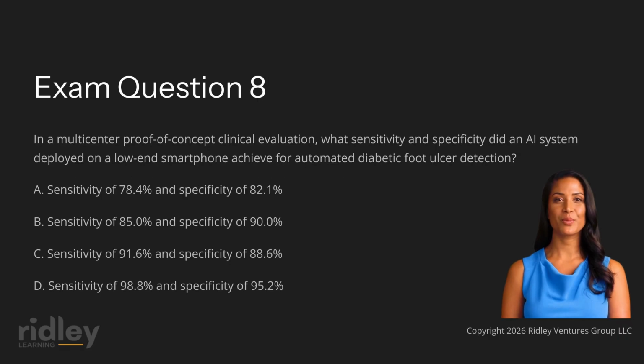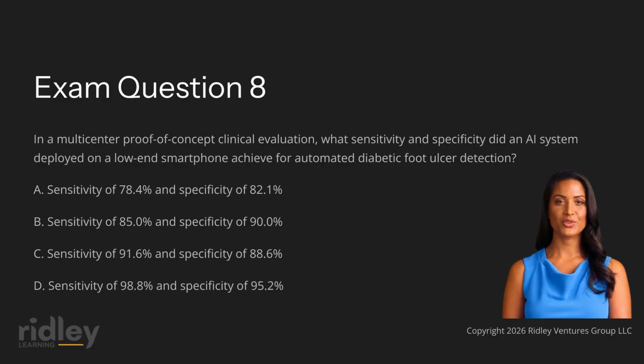Question 8. In a multi-center proof-of-concept clinical evaluation, what sensitivity and specificity did an AI system deployed on a low-end smartphone achieve for automated diabetic foot ulcer detection? The correct answer is C, a sensitivity of 91.6% and a specificity of 88.6%.